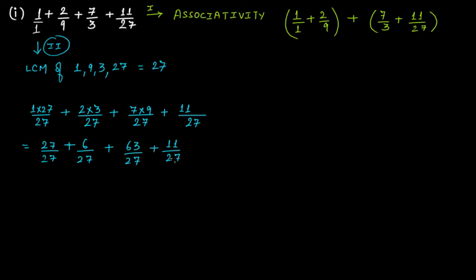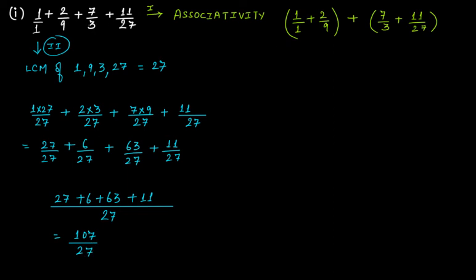And now we have the same denominators, so simply write 27 here. This is 27 plus 6 plus 63 plus 11, and you get 27 plus 6 is 33. This gives us 96, and this gives us 107 over 27. So this is the answer for this one.